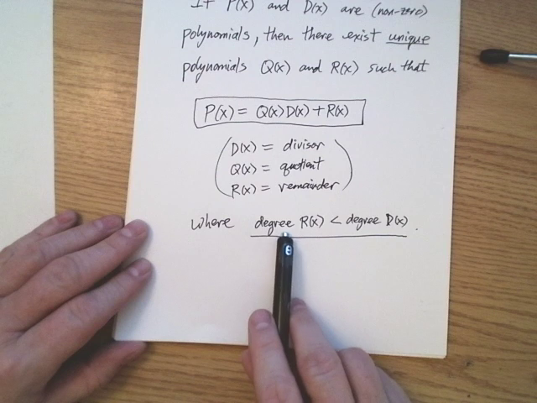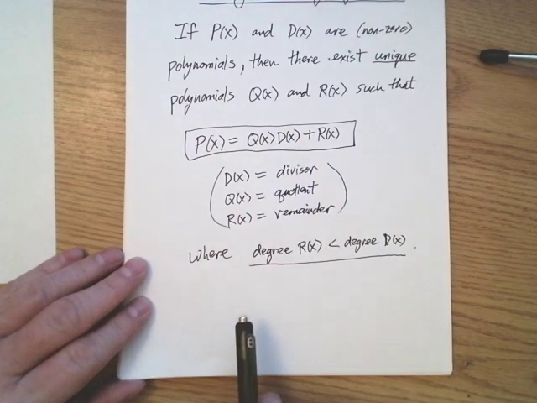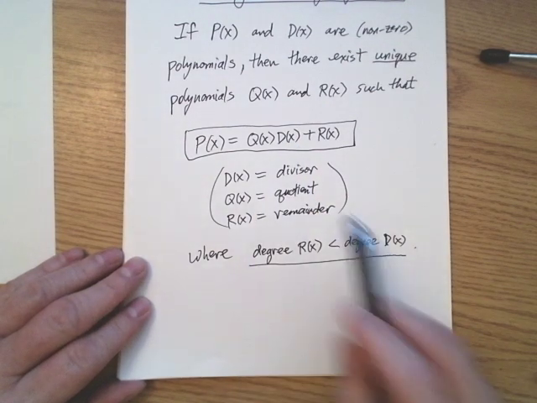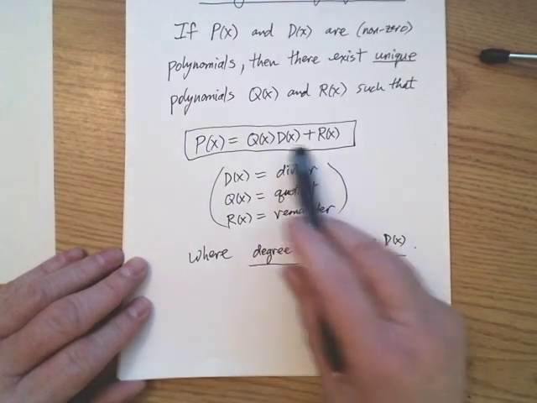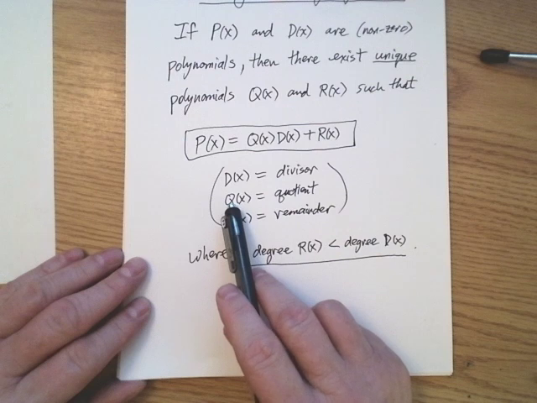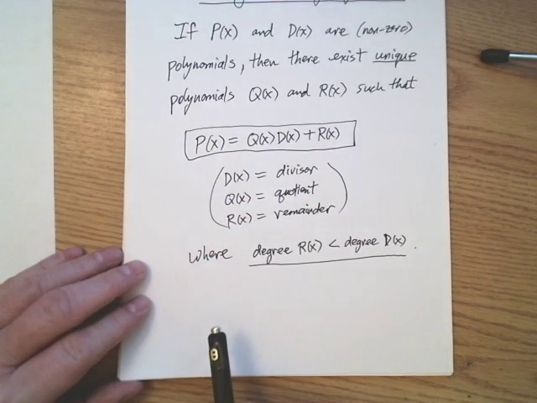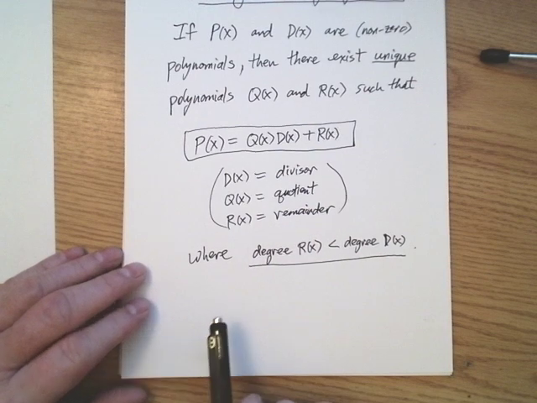Here's my little proviso. To get uniqueness, the degree of r of x has to be strictly less than the degree of d of x. Now this d of x is going to be my divisor. Okay, it's actually a polynomial. That's why I show the x dependence there, at least in general. Q of x is going to be my quotient. Okay, and then r of x, what I'm calling cap R of x there, is the remainder.